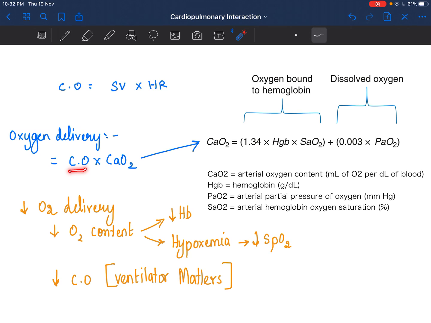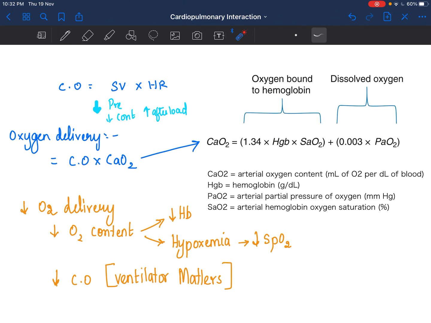What will decrease your cardiac output? A stroke volume decrease or a heart rate decrease. What can decrease stroke volume? Either a decrease in your preload, a decrease in the contractility, or an increase in afterload. These are the three conditions which can result in a reduction of stroke volume.